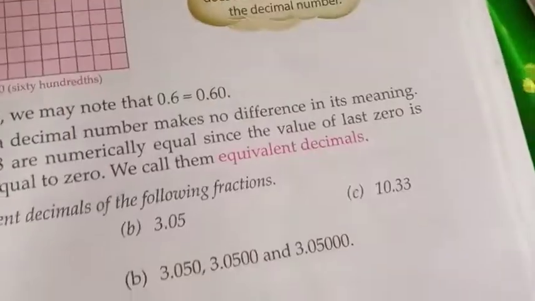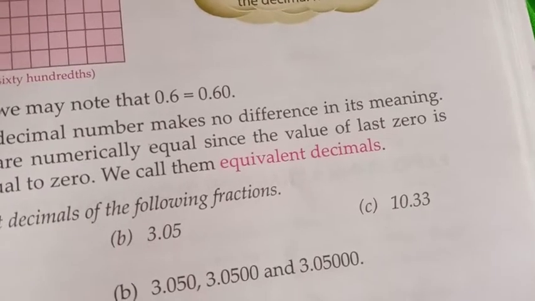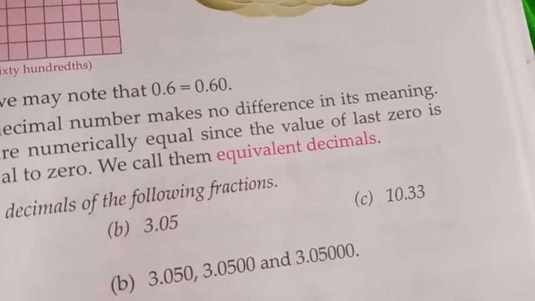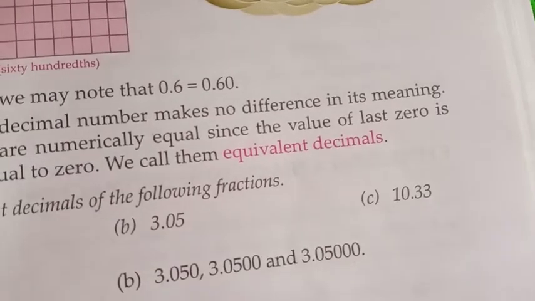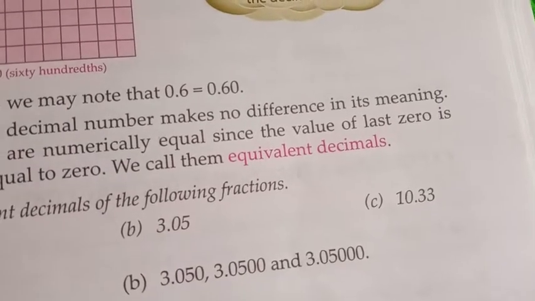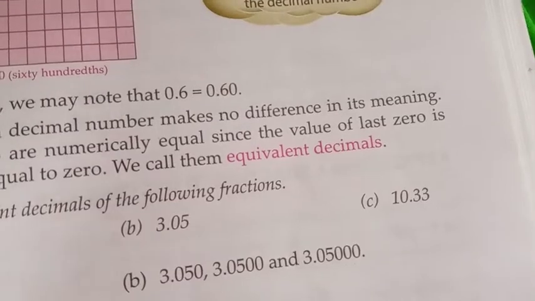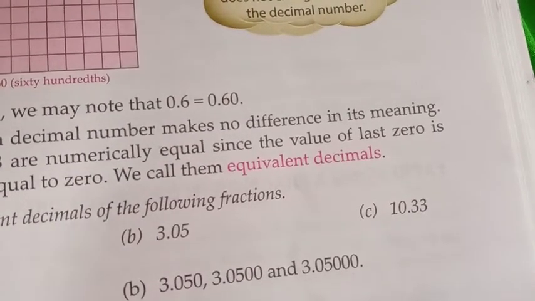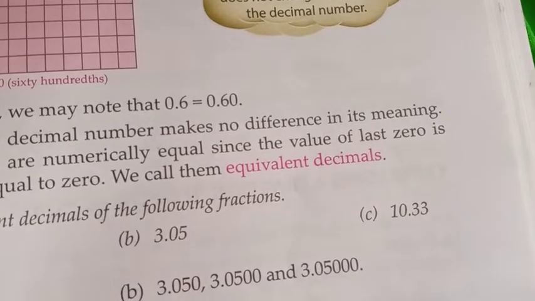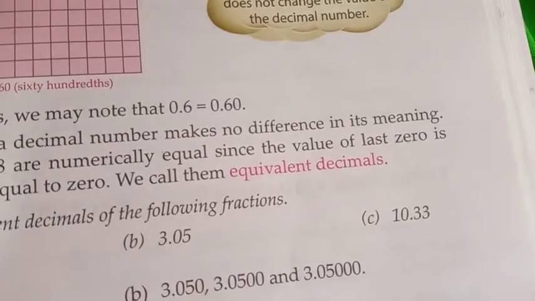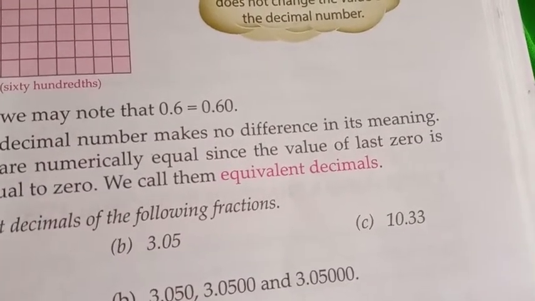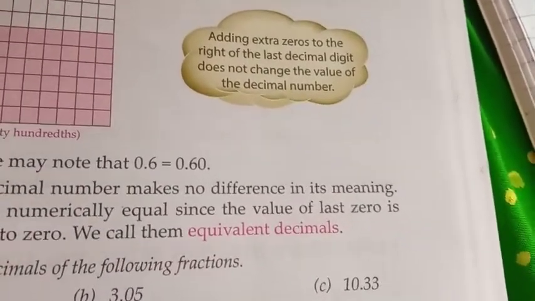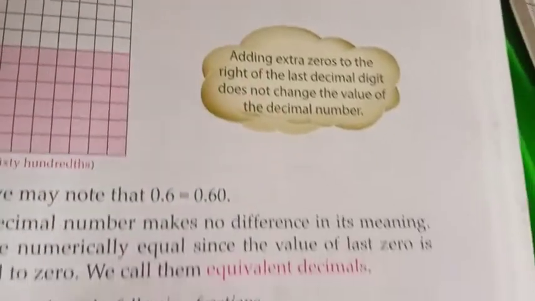So whenever you make equivalent decimals, you have to know where to put zeros. Putting zeros at the end of a decimal number makes no difference in its meaning. So 0.080 and 0.08 are numerically equal, since the value of the last 0 is 0 by 1000, which is equal to 0. So we call them equivalent decimals.